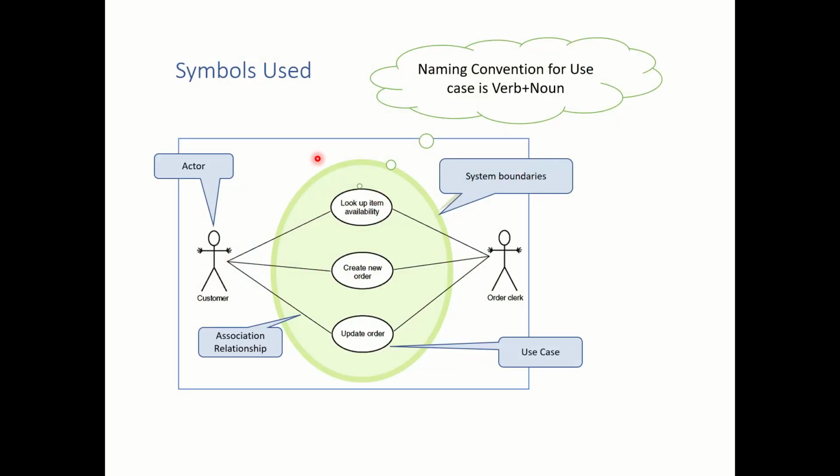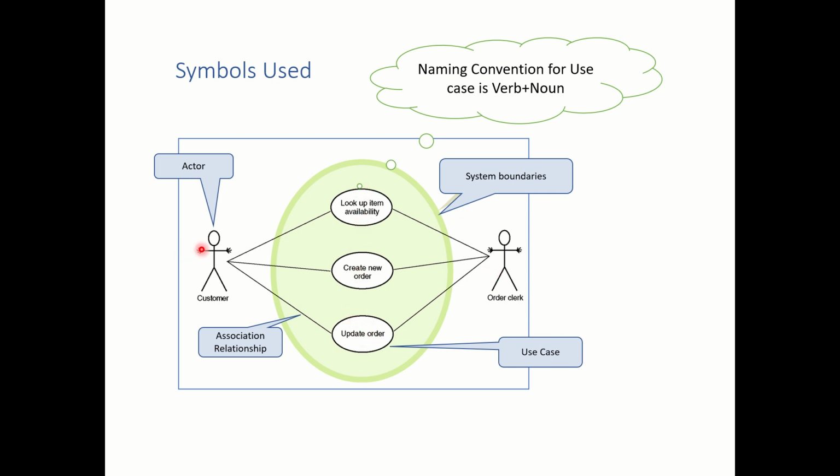So this is the same use case diagram. There is a naming convention which is used, like verb plus noun. Okay, and this is an actor and this is another actor, and you can have system boundaries. This green color thing is a system boundary. And when you look at the associations, you can have different types of relationships, and these oval shaped things which you could see inside are other use cases. So look up item availability, create a new order, update order. These are all the use cases.